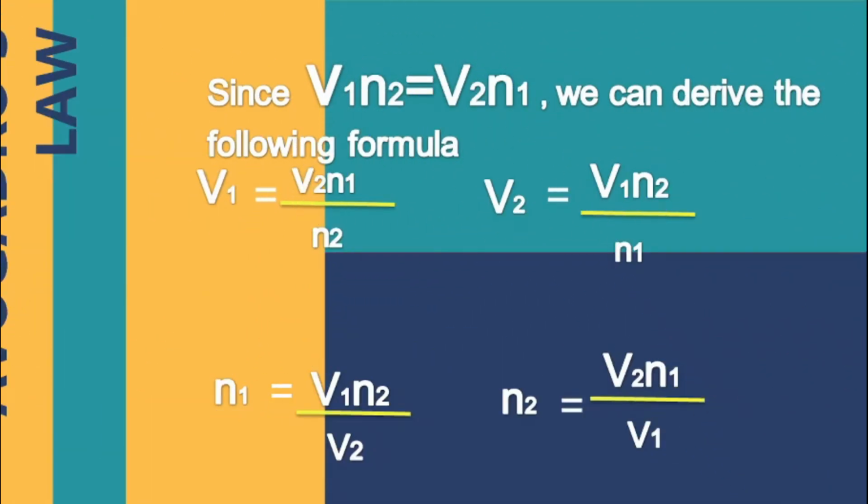Since V sub 1 times N sub 2 is equal to V sub 2 times N sub 1, we can derive the following formulas. In solving for the initial volume, we use the formula V sub 1 is equal to V sub 2 times N sub 1 all over N sub 2. In solving for the final volume, we use the formula V sub 2 is equal to V sub 1 times N sub 2 all over N sub 1. In solving for the initial number of molecules, we use the formula N sub 1 is equal to V sub 1 times N sub 2 all over V sub 2. And in solving for the final number of molecules, we use the formula N sub 2 is equal to V sub 2 times N sub 1 all over V sub 1.